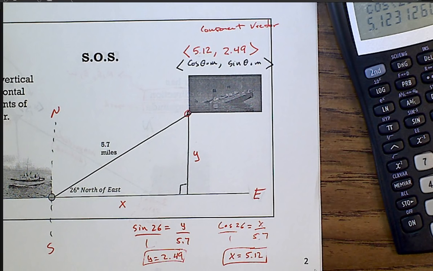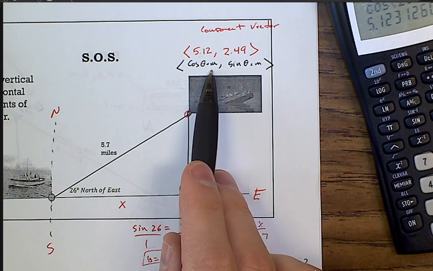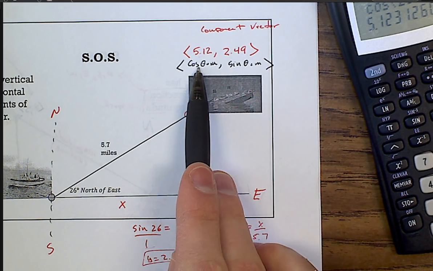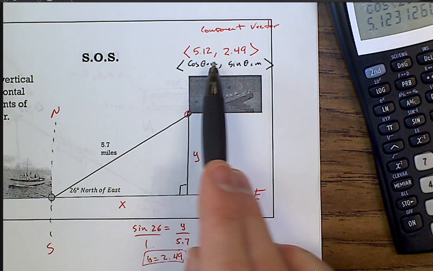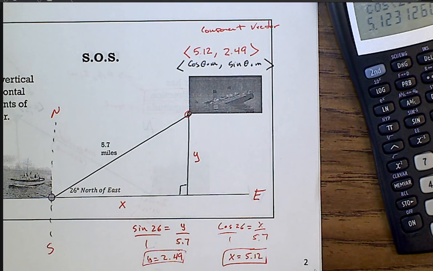And so I'm showing you that because this is what you're going to remember for the unit circle. Your x value is always the cosine of theta times the magnitude. Your y value is always the sine of theta times the magnitude, okay? All right, let's turn it over here.